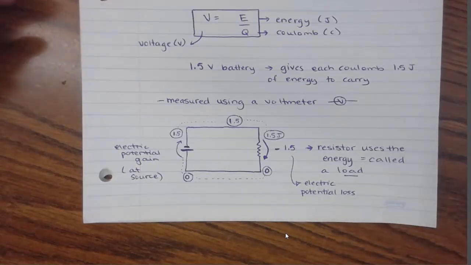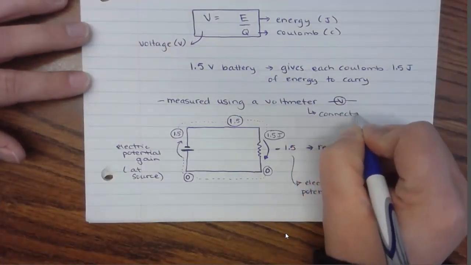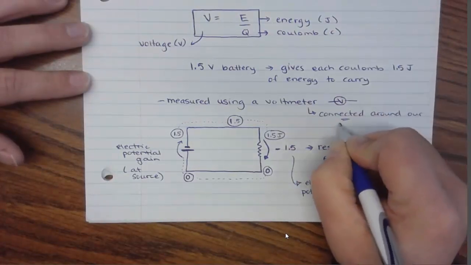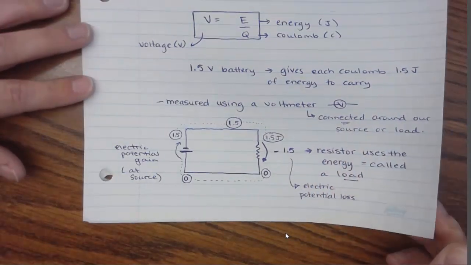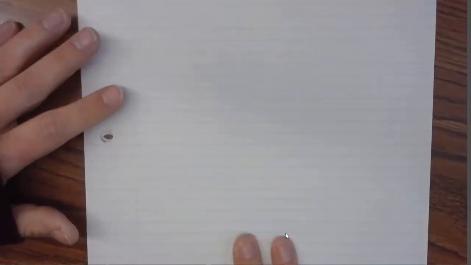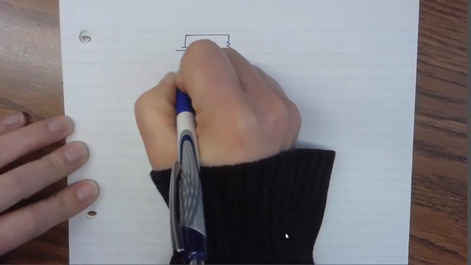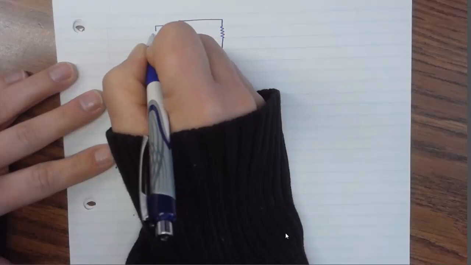So how do we connect our voltmeter? Well, our voltmeter is connected around our source or load. And I'm actually going to just redraw my circuit on the next page so that you can really see how to connect your voltmeter properly. So I'm just going to quickly redraw this. Notice I'm using fairly straight lines when we draw circuits. So the voltmeter, we would connect like this.